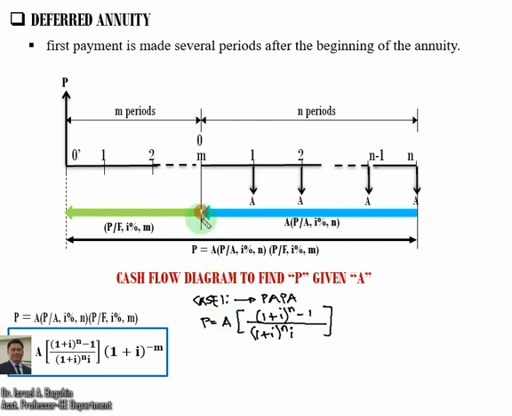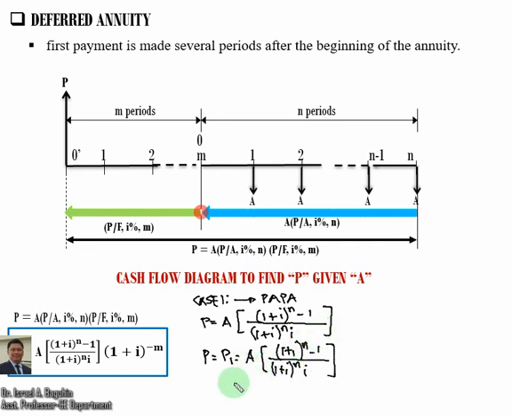So at this point, we now get the P value of this annuity during the n period. Therefore, we can say that our P is equal to P1, the principal at this point, which is equal to this annuity A times (1 + i)^n - 1 all over (1 + i)^n times i.